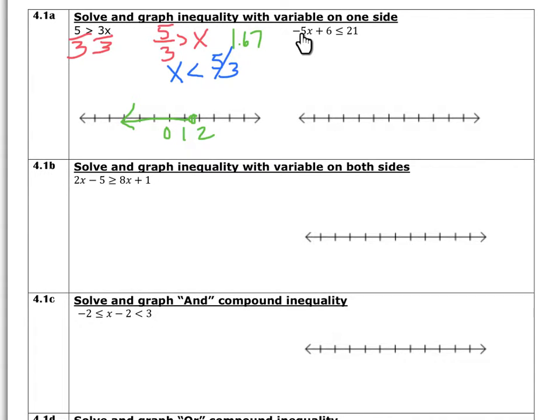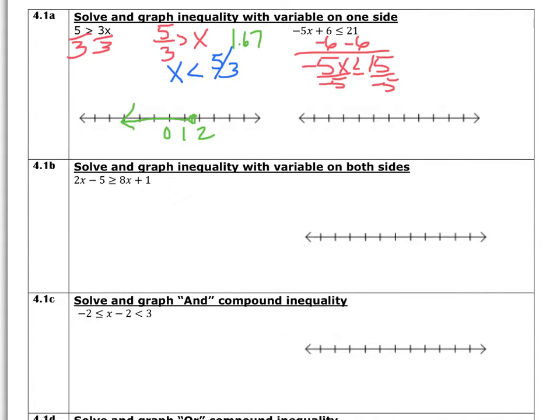The next one, negative 5x plus 6 is less than or equal to 21. To get x by itself, we have to move the negative 5 and the 6. Work your way toward the x. So let's get rid of the plus 6 first. To get rid of plus 6, we're going to subtract 6 from both sides. That's going to leave us with negative 5x is less than or equal to 15. To get rid of the multiplying by negative 5, we're going to divide both sides by negative 5.